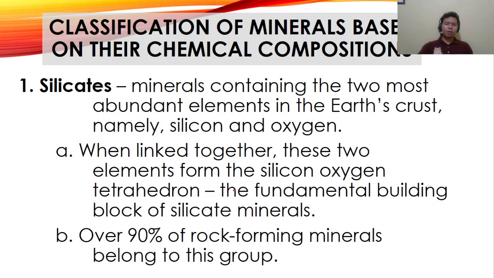Now let's proceed to the different classifications of minerals based on their chemical compositions. When we say silicates, these are minerals containing the two most abundant elements in the Earth's crust, silicon and oxygen. Once it contains silicon and oxygen, automatically it belongs to the silicate group.